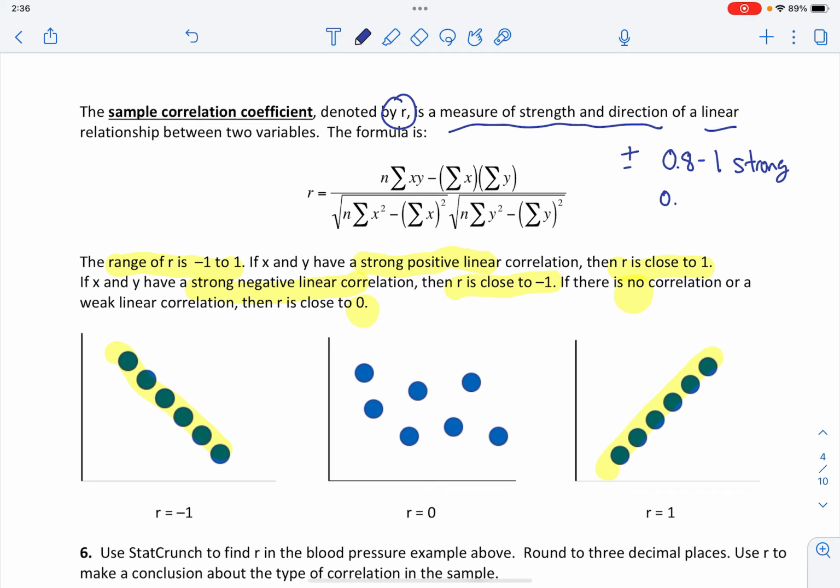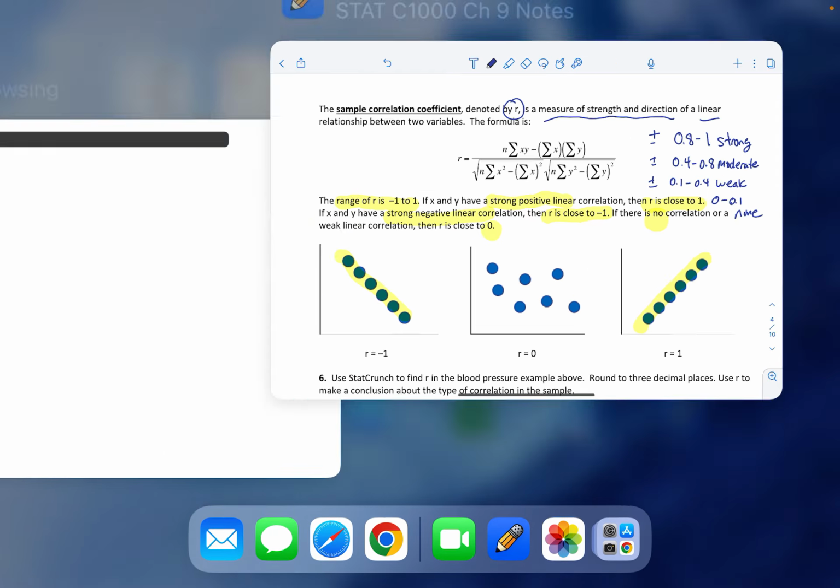If we get down to like 0.4 to 0.8, we can call that moderate, plus or minus. Once we get down to the lower numbers, like 0.1 to 0.4, that's pretty weak. There's still some linear trend there, but not a lot. And once you get below 0.1, we're just really not seeing anything.